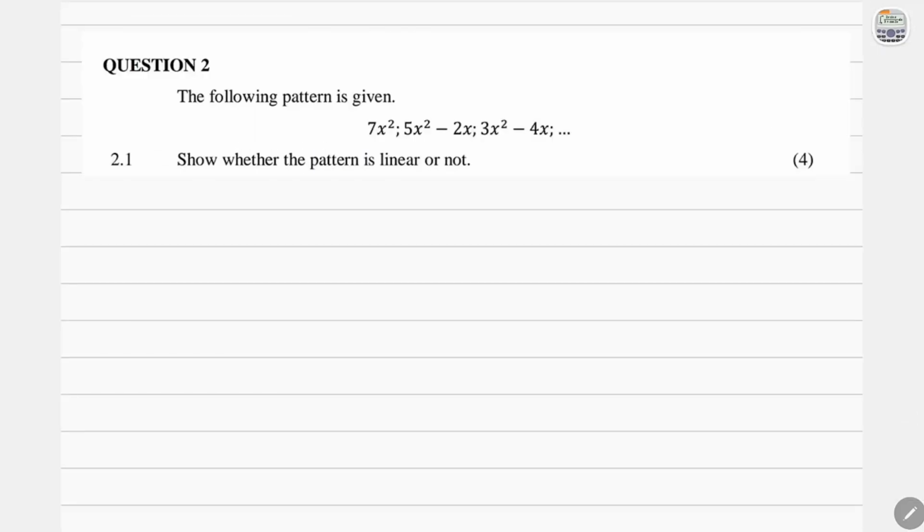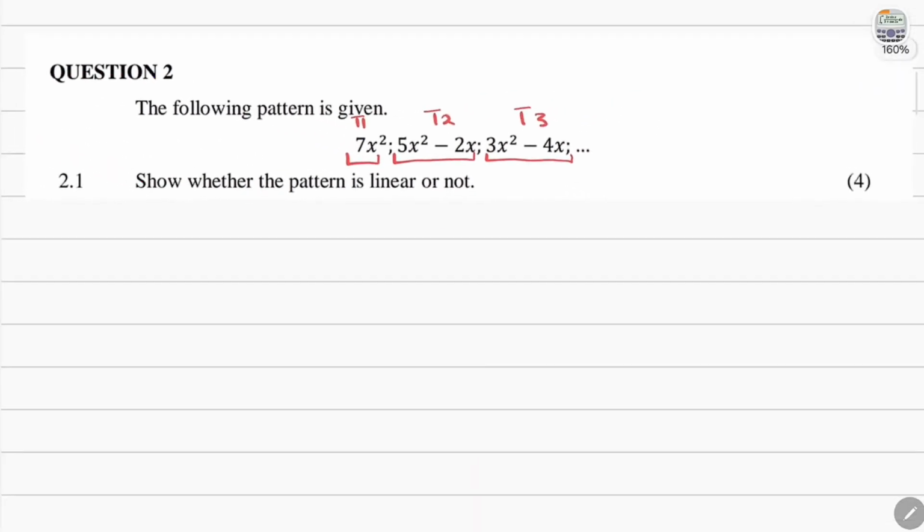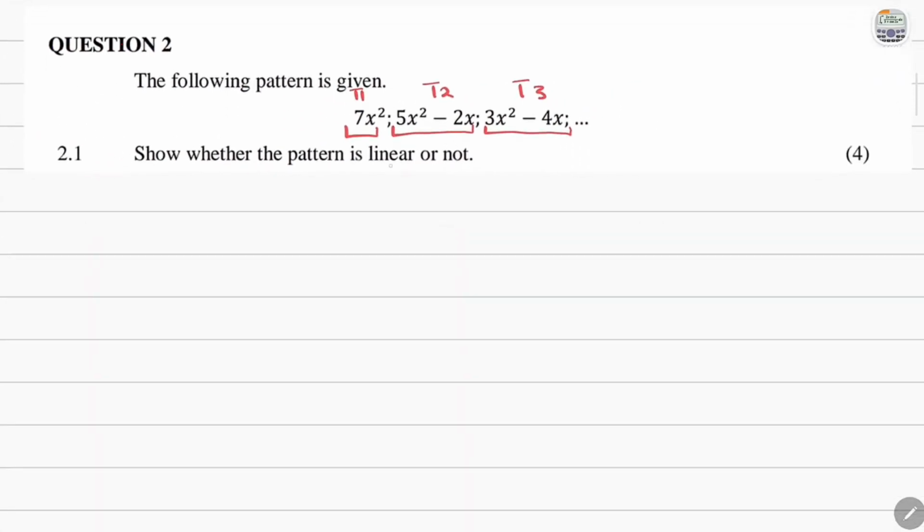Question 2 says the following pattern is given. We have 7x squared, and then 5x squared minus 2x is the second term. Then we have 3x squared minus 4x. So we can see the separate terms. That is term 1, this is term 2, and this is term number 3. They want us to show whether the pattern is linear or not.